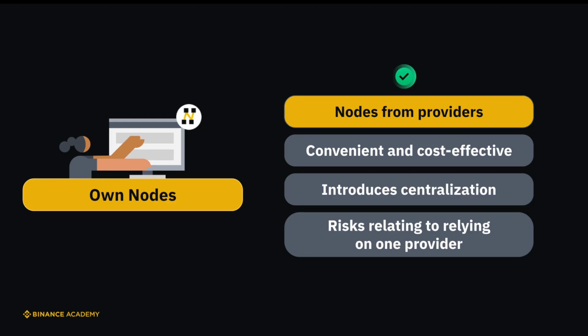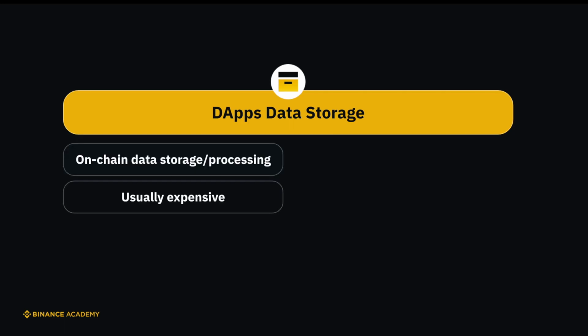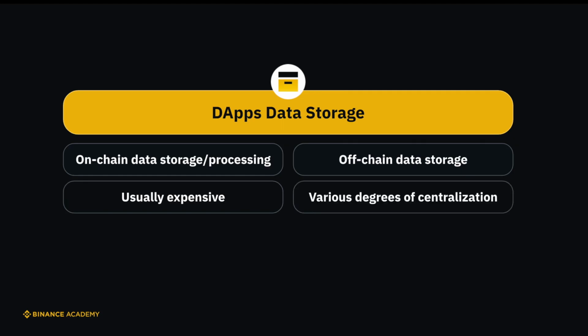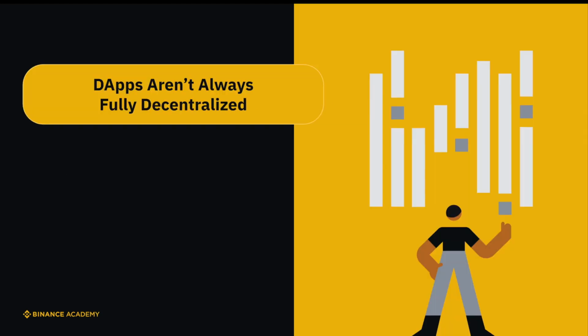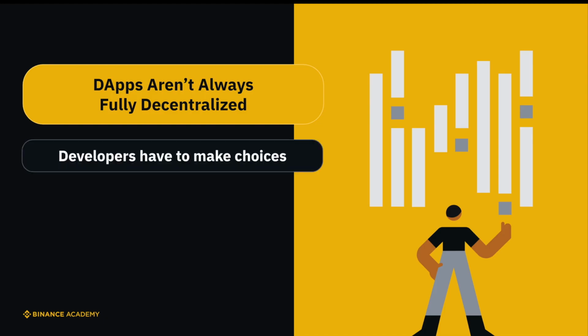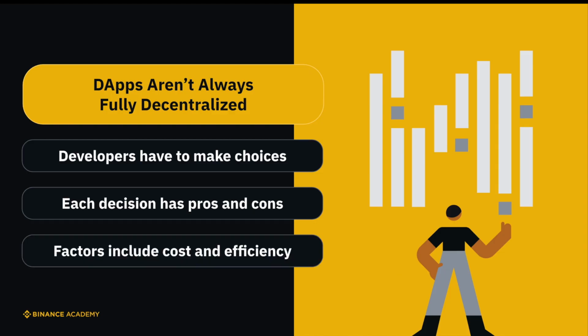Nodes are just one component essential for a DApp's operation. DApp developers also need to address data storage. Given that storing or processing voluminous data on-chain can be expensive, many DApps utilize off-chain data storage solutions for information that doesn't need to reside on the blockchain. These off-chain storage solutions range from centralized data services to decentralized peer-to-peer storage platforms like IPFS and Ethereum's Swarm. By now, it's evident that elements within a DApp aren't always fully decentralized. Developers face choices regarding the degree of decentralization they want to achieve for their DApp. Each decision carries its own advantages and drawbacks, weighing factors like cost and efficiency against the desired level of decentralization.